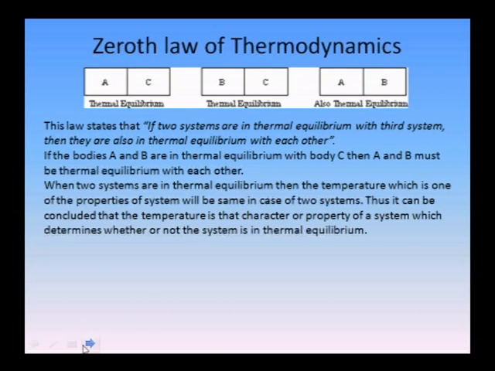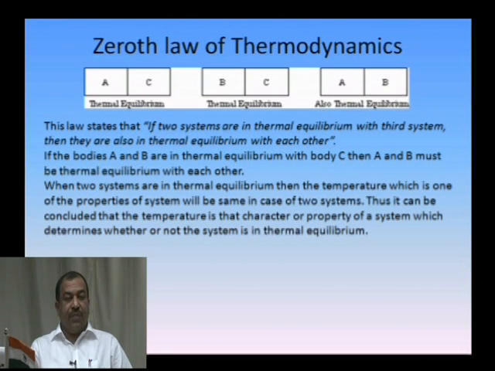First one, let us understand zeroth law of thermodynamics. You can consider here three bodies, body A, body B and body C. Now, here body A is in thermal equilibrium with body C, body B is in thermal equilibrium with body C, then that means that A and B must be thermally in equilibrium with each other. This is the definition of zeroth law.